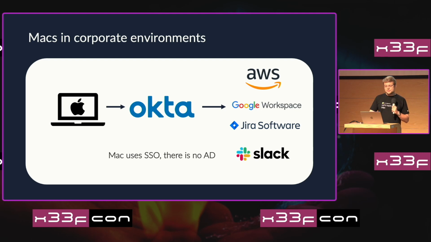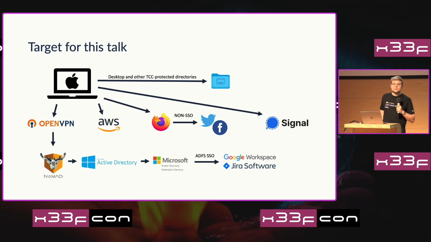Okay, so with those three setups in mind, let's take a look at the target, because as I told you at the beginning, I wanted to give you a typical red teaming presentation. We're going to go from zero to hero, so we're going to hack this kind of infrastructure. We have a Mac that via OpenVPN connects to the company's intranet and gets access to Active Directory.